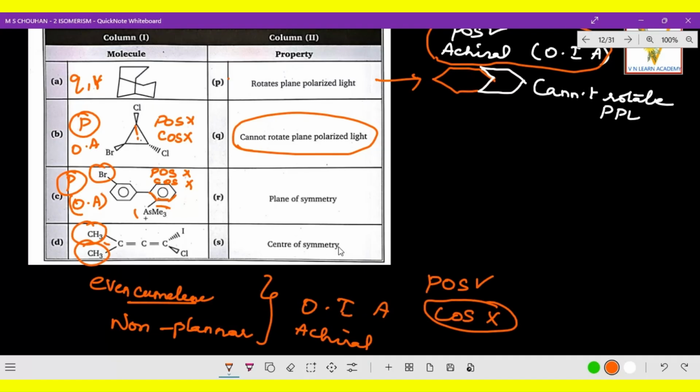Next one, what is it? Here center of symmetry is absent, plane of symmetry is available, achiral and optically inactive. Optically inactive means what? It cannot rotate plane polarized light. So Q is the correct option, plane of symmetry, right? Q and R. Okay, this is for Q and R.